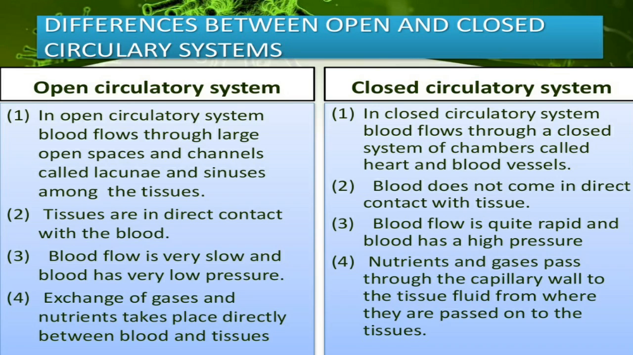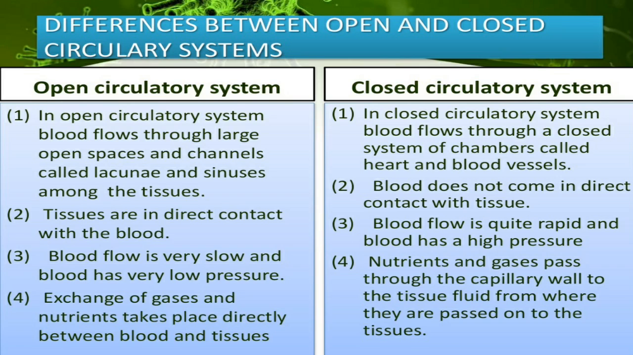Differences between open and closed circulatory system. Open circulatory system: blood flows through large open spaces and channels called lacunae and sinuses among the tissues. In closed circulatory system, blood flows through a closed system of chambers called the heart and blood vessels. In open circulatory system, tissues are in direct contact with the blood. In the closed, blood does not come in direct contact with the tissue.